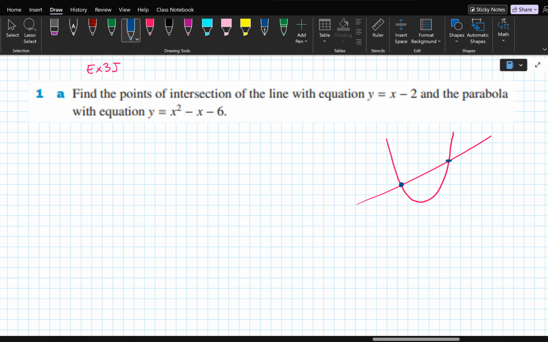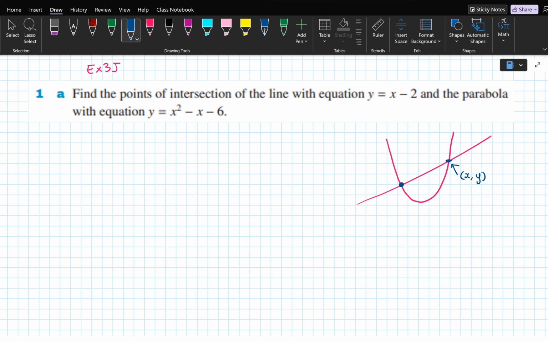And with those points of intersection, one of the things you need to remember is that at the point of intersection, they both have the same x and y coordinates. Meaning that if this was y1, the graph of the parabola, and this is the graph of linear equation y2, then at the point of intersection, y1 will equal y2, and x1 will equal x2.